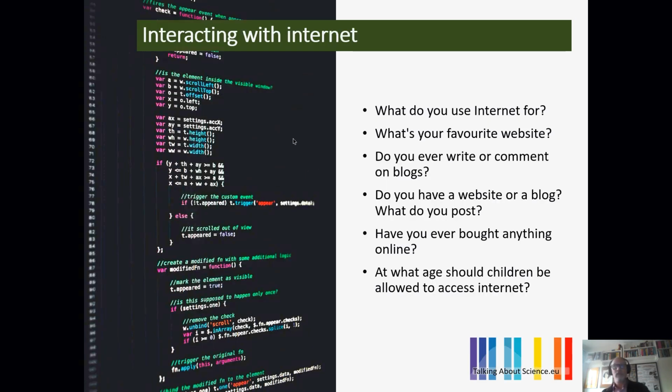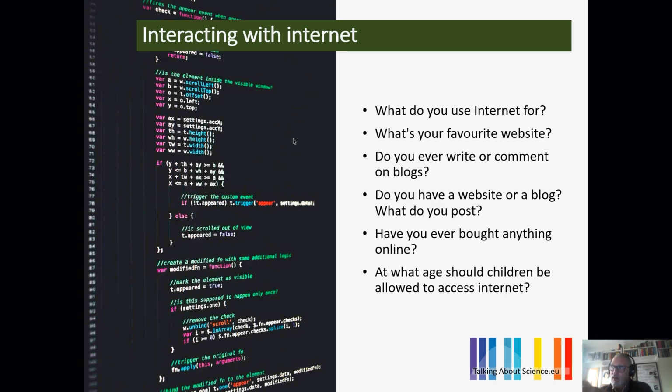Okay, what about the internet? Because of course the internet is definitely in the background to all of this technology that we are surrounded with every day. How do you use the internet? What do you browse for? What do you look for? What's your favorite website? Do you ever find yourself commenting or do you write a blog? Maybe you keep a blog. Does anybody here keep a blog? What do you blog about? Is it something to do with work, or is it something to do with a hobby that you have? Is it something that you like talking about?